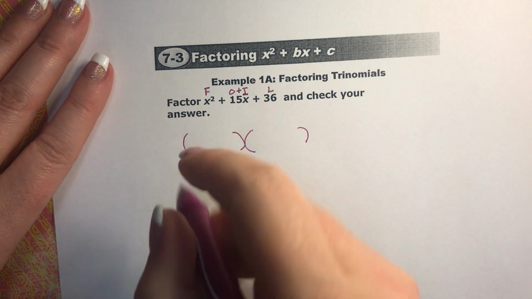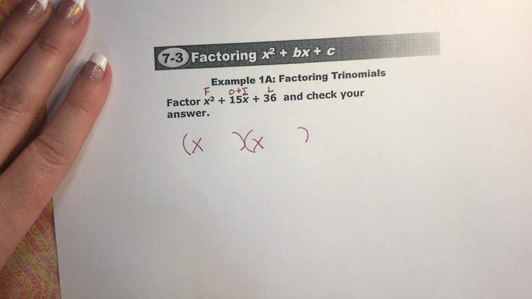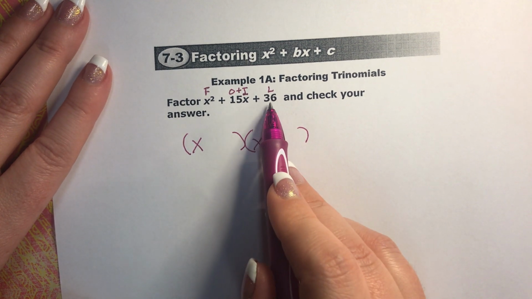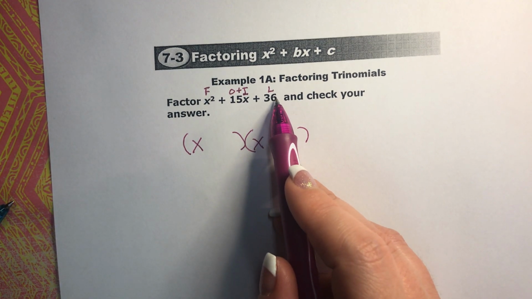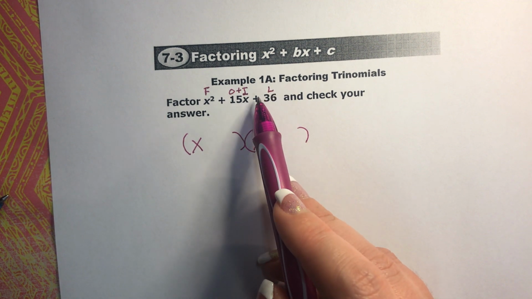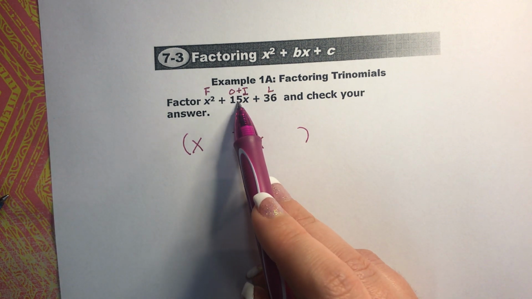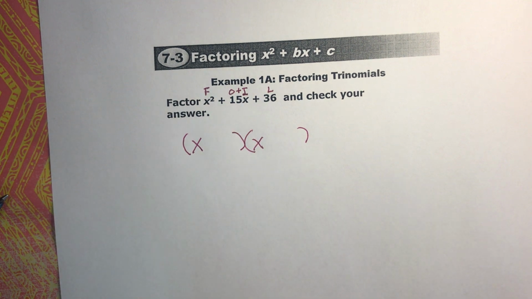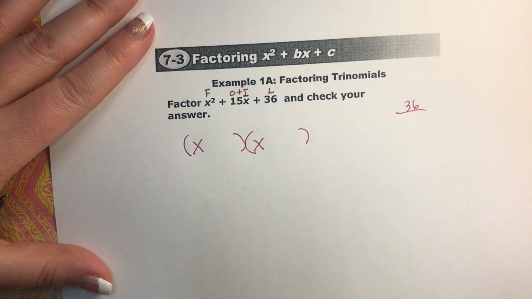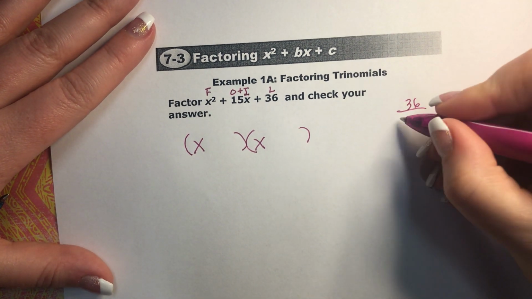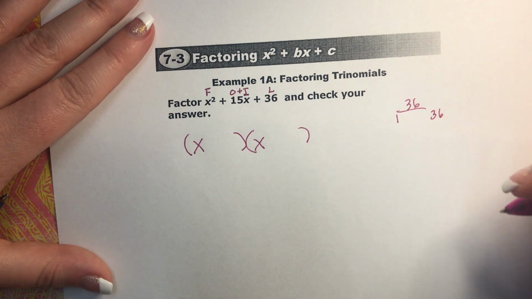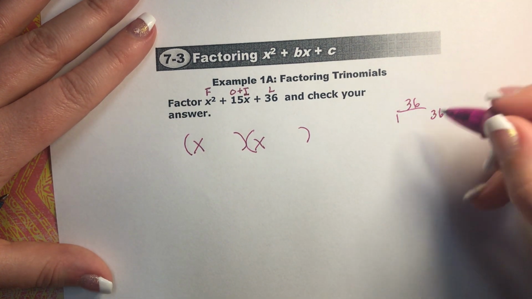x squared is super easy because it's just x and x, right? And then we look at our last. So we have 36. What we're looking for is the factors of 36 that add to 15. Okay, so we're going to write down all the factors of 36. I like to start with 1 and go in order, because sometimes you can miss them. So 1 times 36.